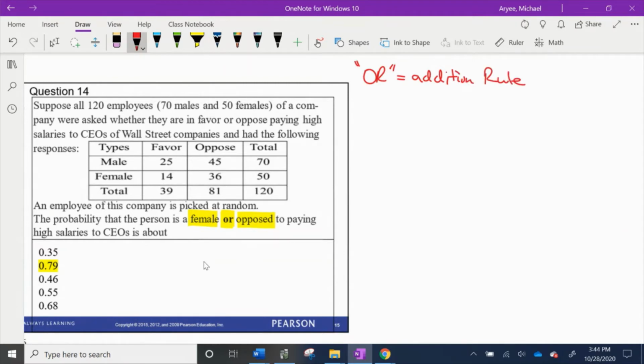All questions are addition rule. Addition rule means that you're going to do three things. So you're going to say probability of, let's say, female or probability of female or O's. Maybe I could have done O or F, will be probability of the females plus probability of the oppose minus probability of female and oppose.